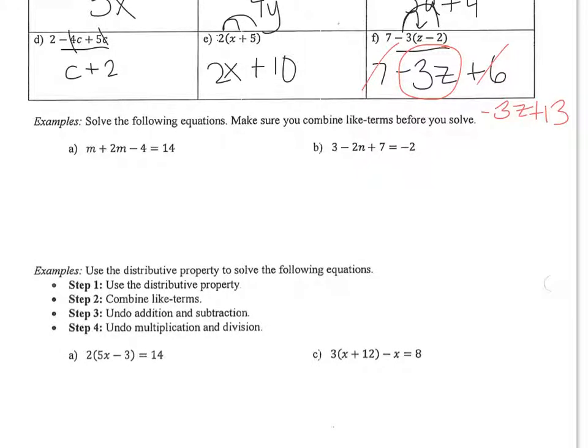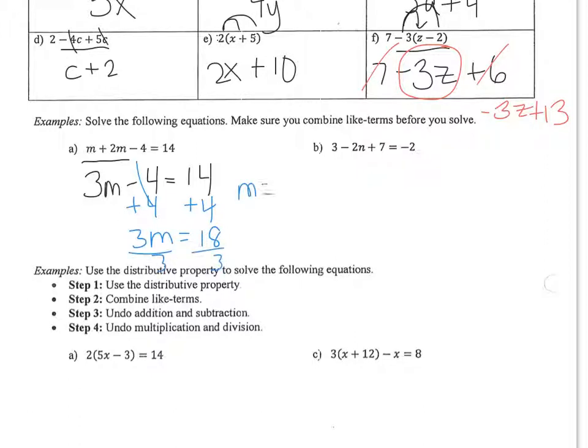Now, example, solve. So when you solve these, you want to combine like terms or do the distributive property. So I'm going to combine 1m and 2m is 3m's minus 4 equals 14. Now it becomes a two-step problem like we did in the previous lesson. So I'm going to add 4 to each side. So I'm going to have 3m equals 18, and then divide both sides by 3, m equals 6.